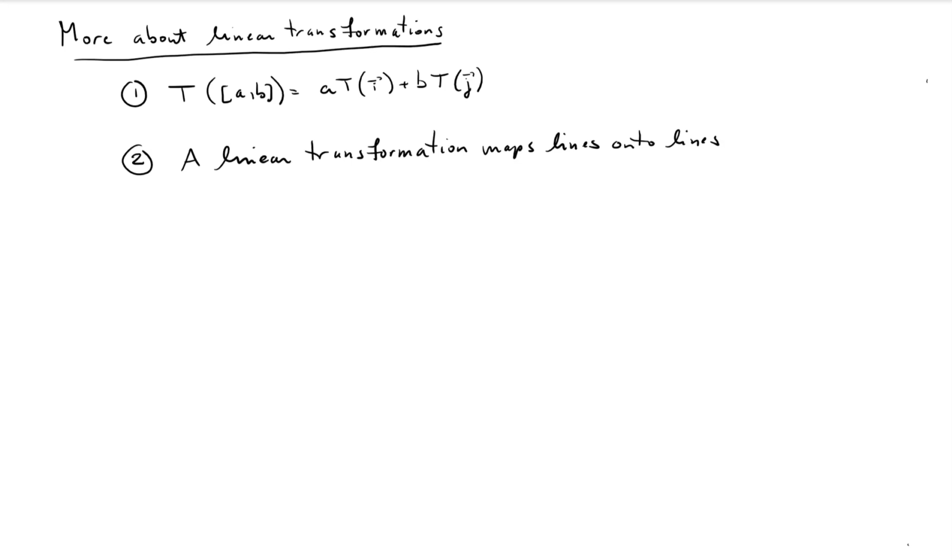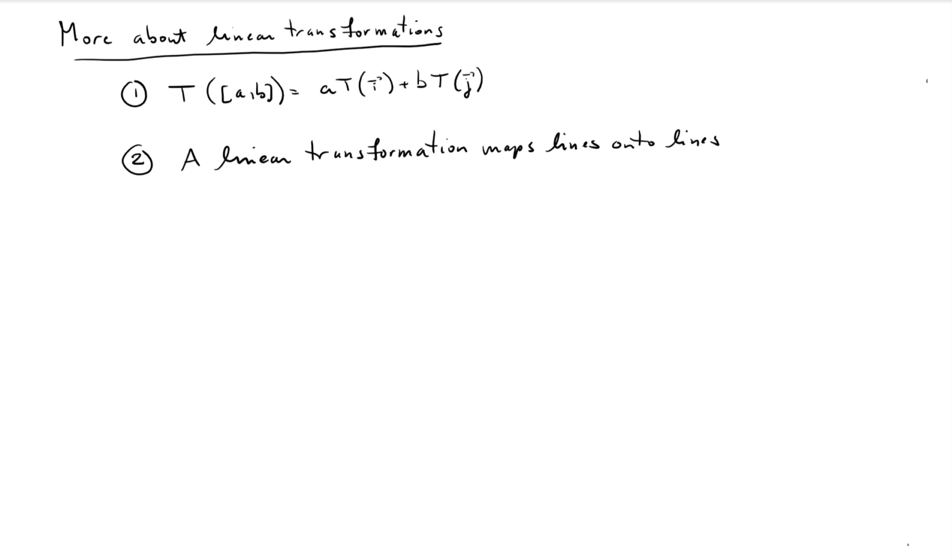We look at more properties of linear transformations. The first one was that if I know the coordinates of a vector, then I can completely determine where that vector is being sent by knowing where i and j get sent. If that vector has three coordinates, it would be where i, j, and k get sent, and so on. So we saw that.